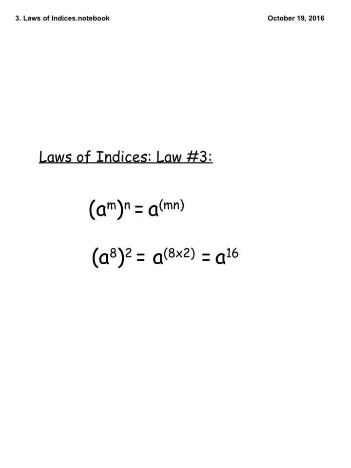Moving on, we have law number 3 of indices. A to the power of m raised to the power of n is equal to a to the power of m times n. Or with numbers, a to the power of 8 squared is equal to a to the power of 8 times 2, which is 16.